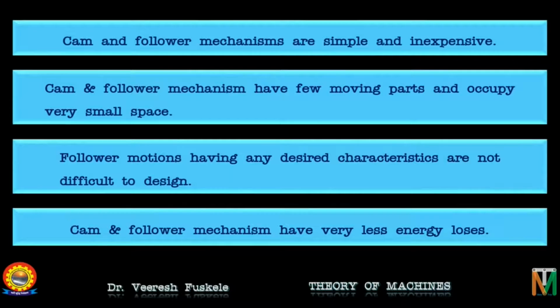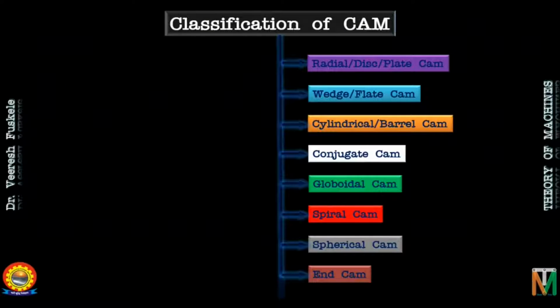In the second lecture of this topic, we discussed the classification of the cam depending on various criteria like motion of the cam, shape of the cam, motion of the follower, etc., and their uses, advantages and limitations. We saw in detail the radial cam, wedge cam, cylindrical cams, conjugate cams, globoidal cam, both concave and convex, and we saw the spiral cam, the spherical cam and the end cam.